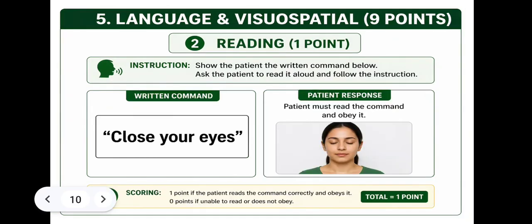And the second one to be examined in language and visuospatial examination is reading. The patient is given a slip containing a sensible sentence and asked to perform the sentence on the slip. Like in this slide, the patient is given a slip containing words like close your eyes and asked to do the command. If he is able to perform it, then 1 point will be given to him.